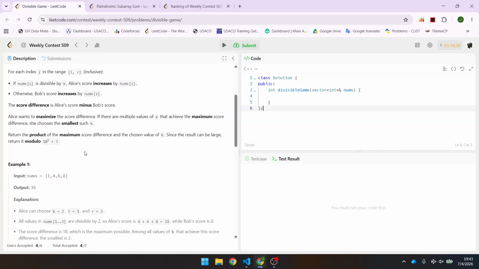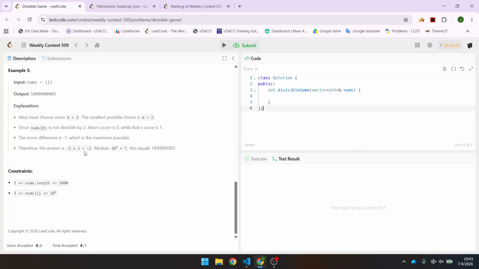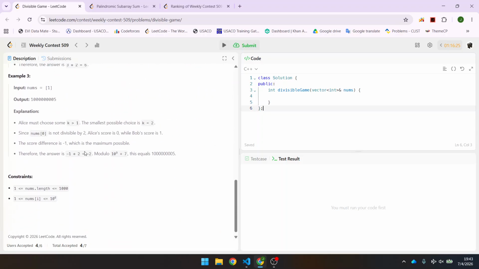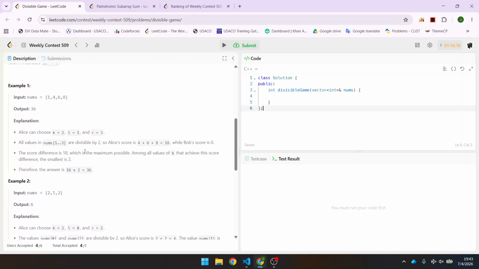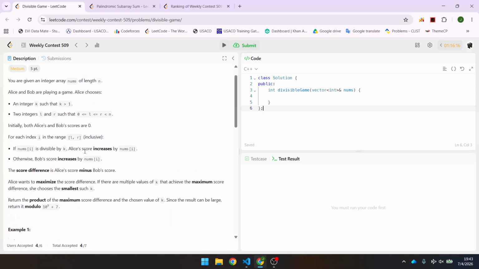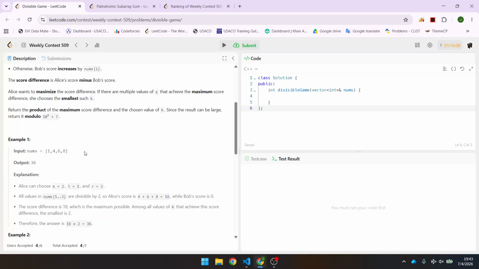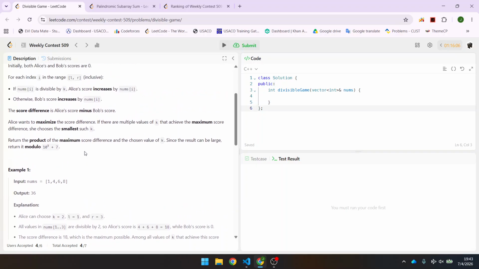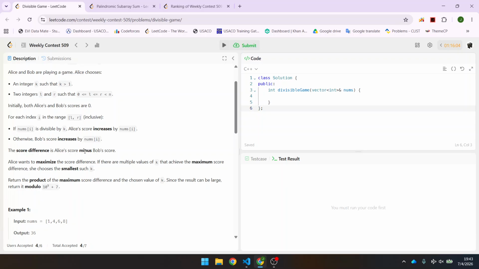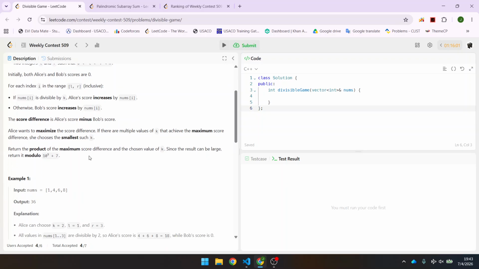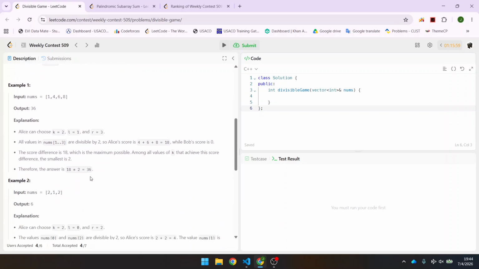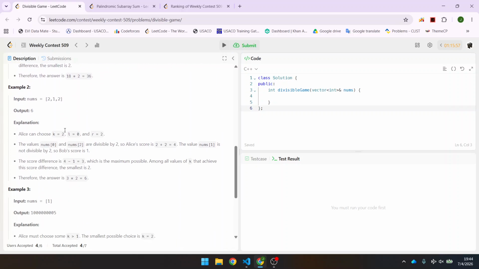Product of the maximum score difference and the chosen value of K. Nums.length is 1,000. Can we use a sliding window? Well, we can. If we choose K equals 1, it will just be everything. And then if we increase K, wait, can you choose... oh, K is greater than 1. Okay, gotta choose K greater than 1.